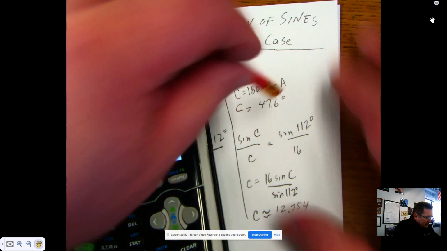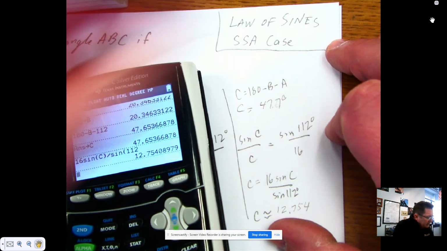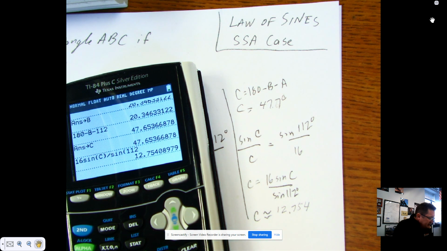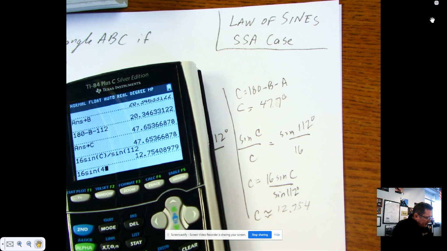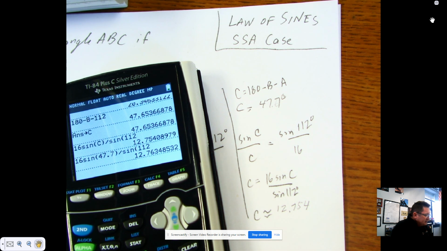Had you not stored the value, and actually I just noticed that I rounded poorly. It was 47.7 when it was rounded. So let me write that down up there. Anyway, suppose you just hit 16 sine 47.7 as opposed to the whole value of C, and then hit divided by sine 112. You get a number pretty close. You get 12.763, but as you can guess, in room 261, that's not going to get you full credit. So you do want to make sure that you are using your storage buttons.